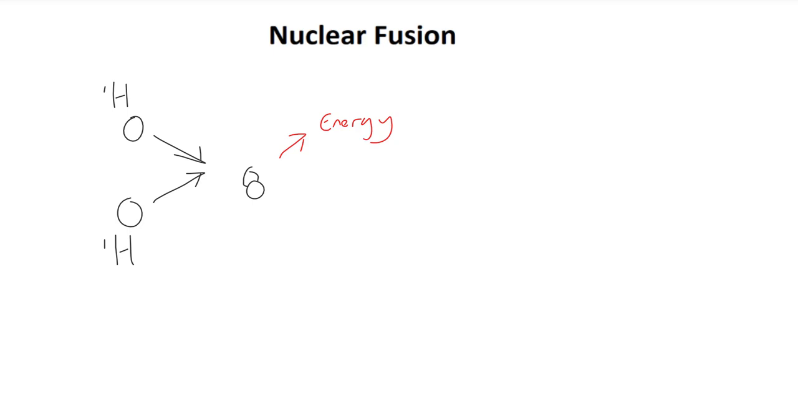For example, in our own Sun, hydrogen nuclei are fused together to form helium nuclei. As I've shown here, we have two hydrogen nuclei combining to create one helium nucleus. In this fusion process, energy is also released. In the case of the Sun, a large portion of this released energy is what we get in the form of heat and light.